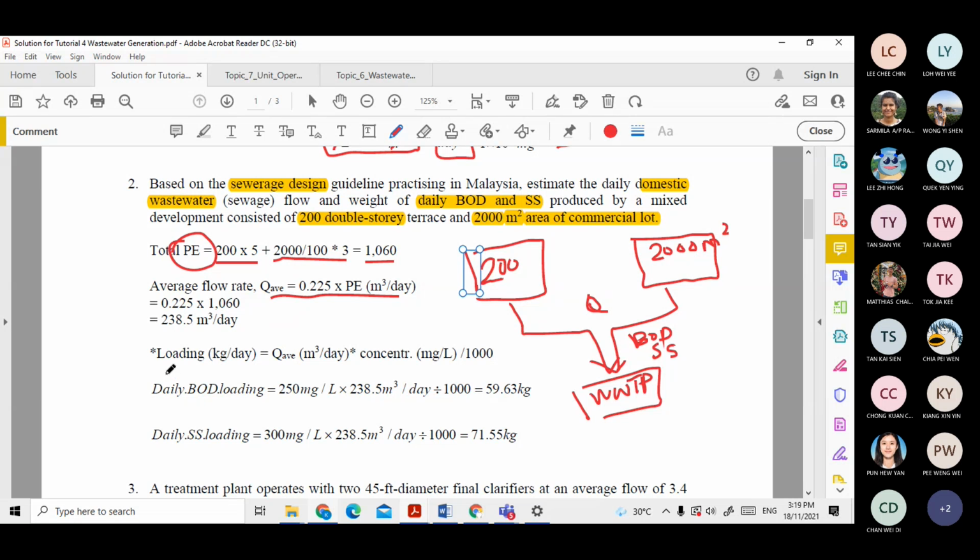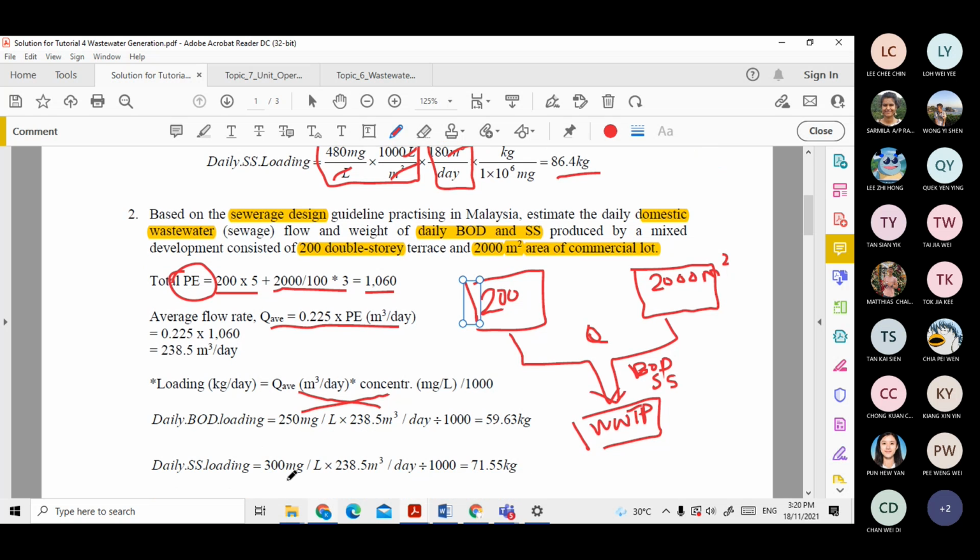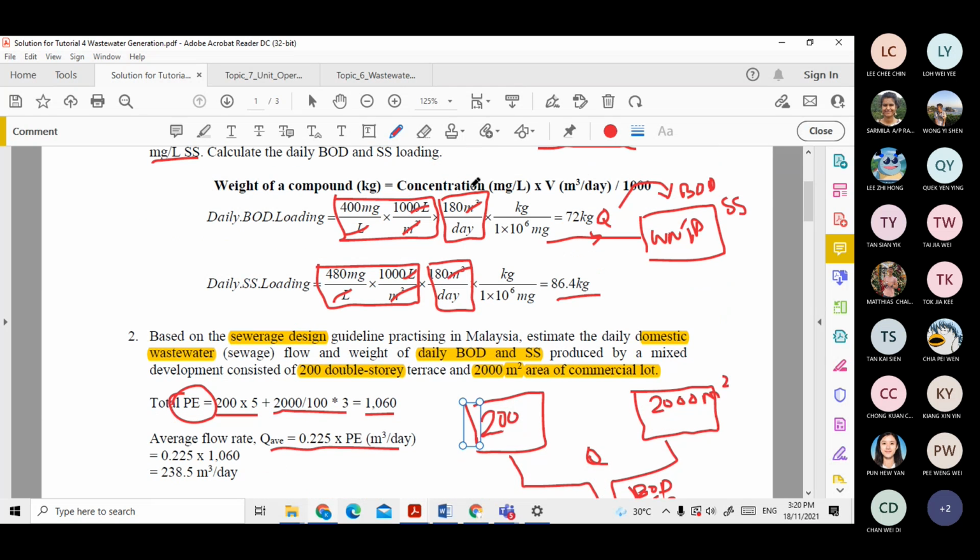To calculate loading, we make use of this formula: the daily flow multiplied by the BOD concentration or the SS concentration, divided by 1000. So the BOD concentration multiplied by the daily flow, divided by 1000, gives you the BOD loading. The same goes for the suspended solid loading. It's actually the same formula for both.